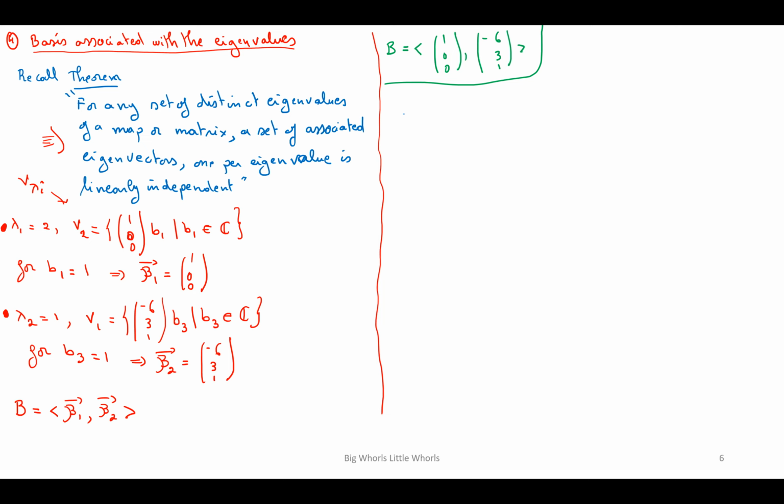So let us check if the theorem is right. Theorem is right means let's see if these two vectors in the basis are really linearly independent. So recall from chapter 2, when we did vector spaces, the linear independence lemma. Recall the lemma about linear independence.